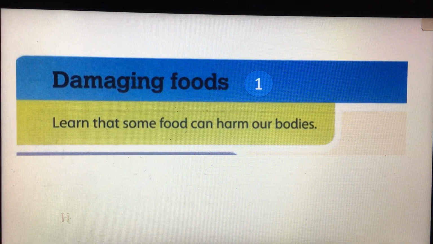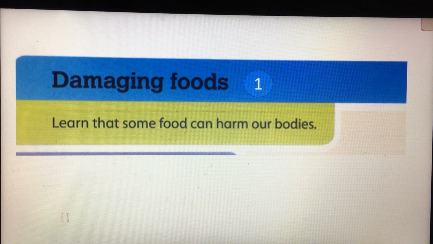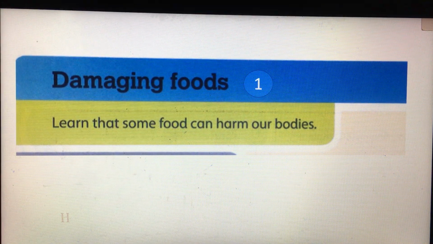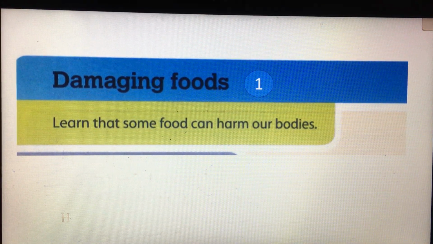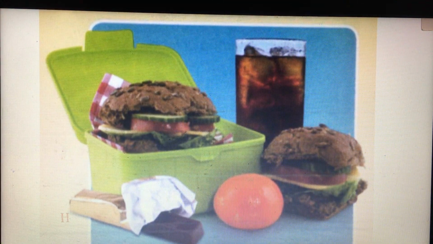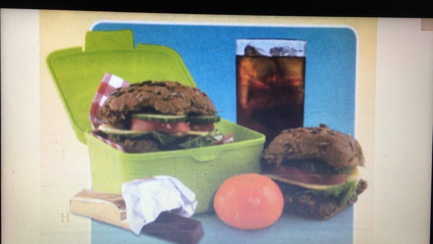Now, please open your book, page 130, and write beside the title, Damaging Foods number 1. Page 130, please write beside the title, Damaging Foods number 1. Now, look at this picture, which shows a lunch box. So, which of the foods do you think are healthy and which are unhealthy? So focus on the picture and tell me which foods are healthy and which are unhealthy.